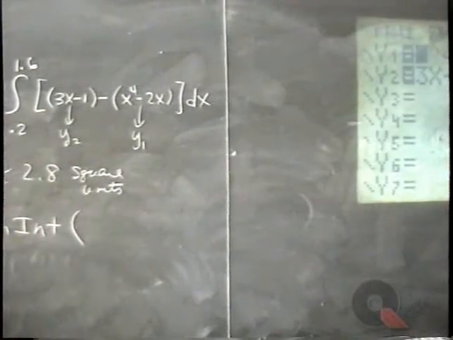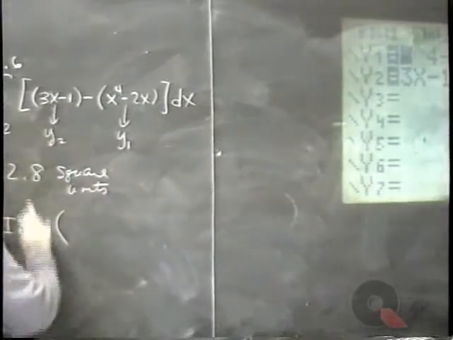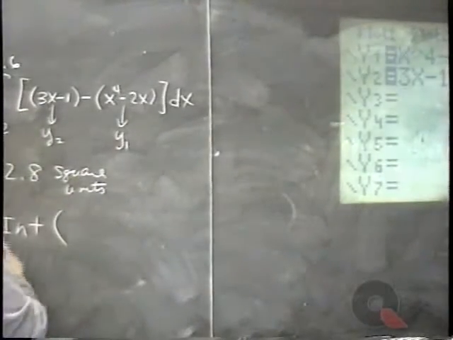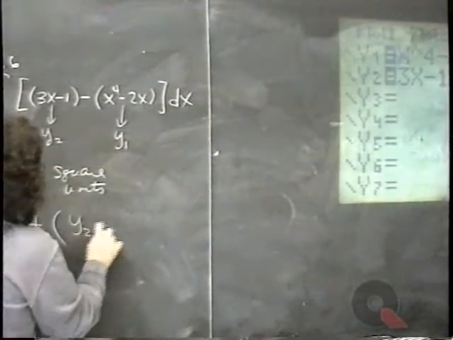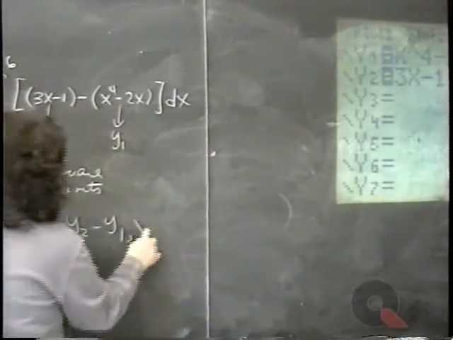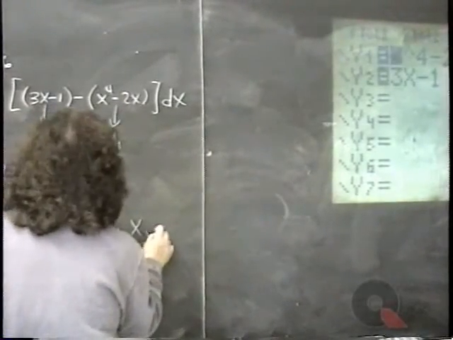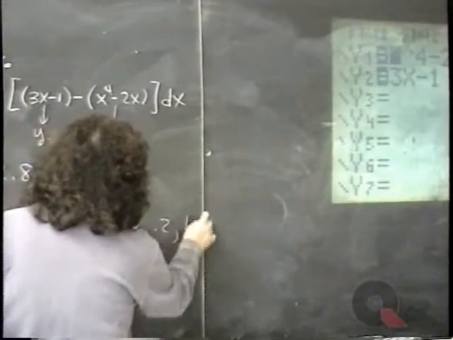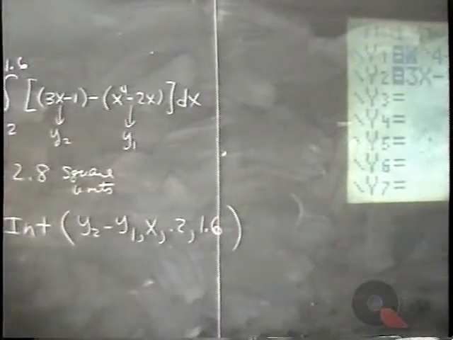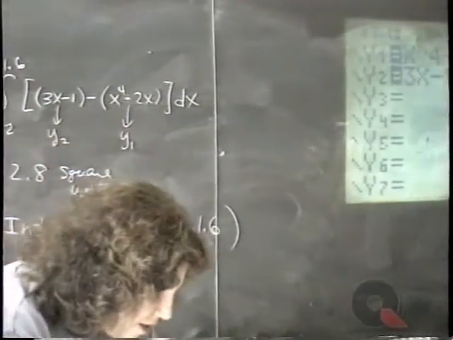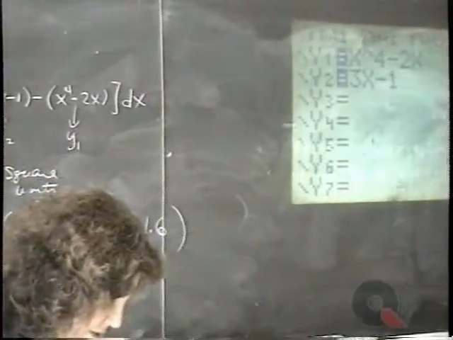Another option that's open to you is, since you've already put this in, to say I want to integrate y2 minus y1, comma x, comma 0.2, comma 1.6, and this should give you the same answer. Let's see how we do that. Let's quit this.